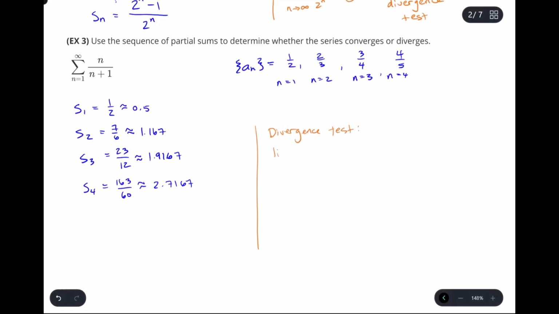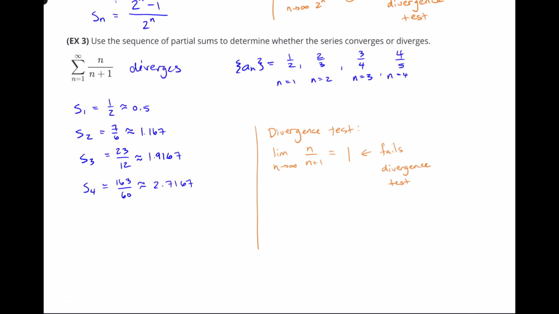We can say the limit as n goes to infinity of n over n plus 1. That right there is pretty straightforward in the divergence test. Rational function rules here. Just take the coefficients of the leading terms and divide. So that would just be 1. So therefore, this thing fails the divergence test and the series itself diverges.